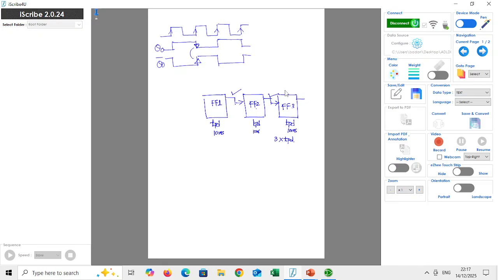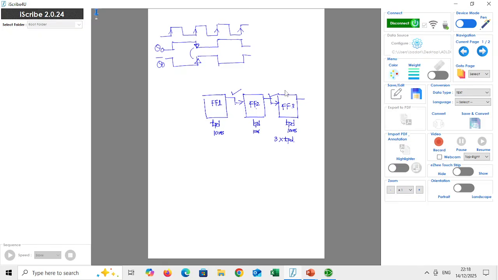That means the total time required for the outputs to be observable at all the outputs simultaneously is 30 milliseconds. To generalize this, if there are n flip-flops in a counter, the total propagation delay of the complete counter is n into TPD. N is the number of flip-flops, TPD is the propagation delay.